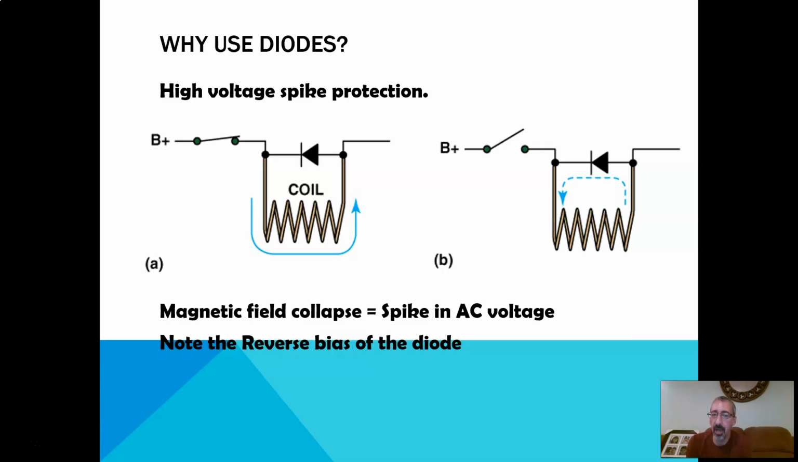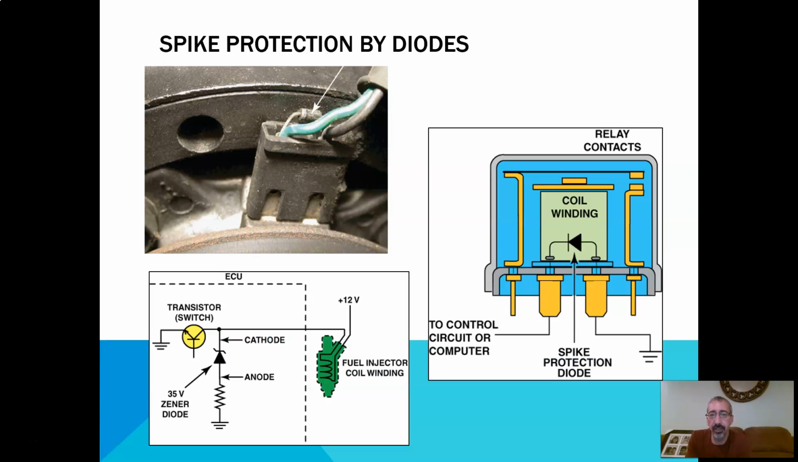So we put a diode across the windings for a relay, and it's in reverse bias. And what happens is that AC voltage gets trapped in a circle until it winds itself down. So it's not allowed to go out into the circuit. Every relay you look at has a component across those contacts that's exactly for that. So if you look at these, here are examples.